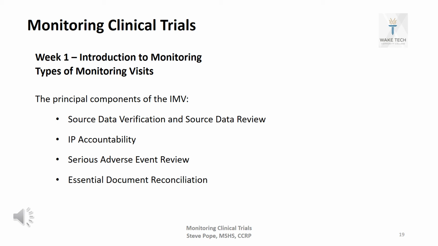The next type of visit that we're going to do is our interim monitoring visit, or our IMV. We're going to conduct a series of those over the course of the trial, depending on what the length of it is. We might do 3 or 4, we might do 11 or 12, depending on the length of the trial. A couple of the things that we're going to be doing: we're going to be focused on source data verification and source data review. We're going to make sure that what they've entered into our clinical database matches what they have collected in paper form or in their electronic medical record if they're using that.